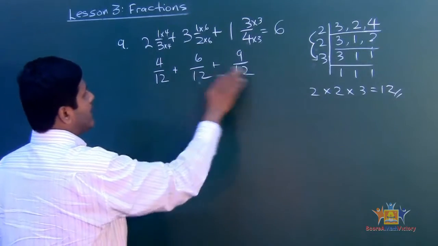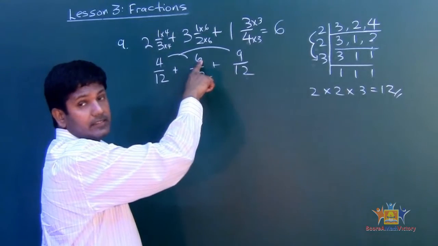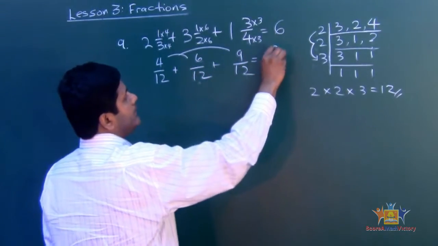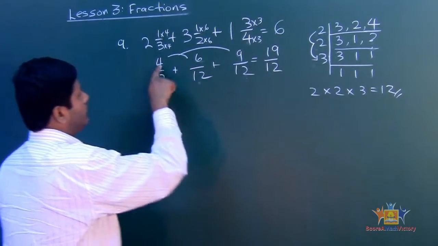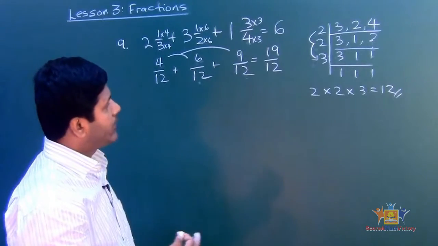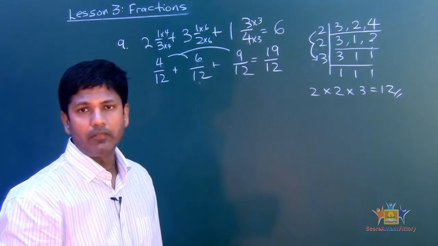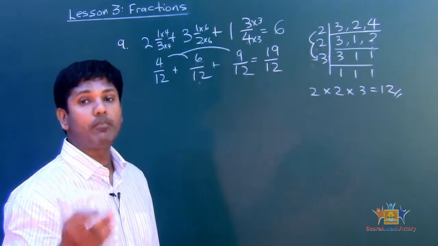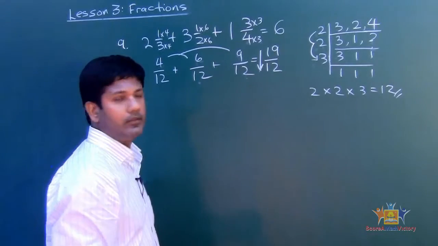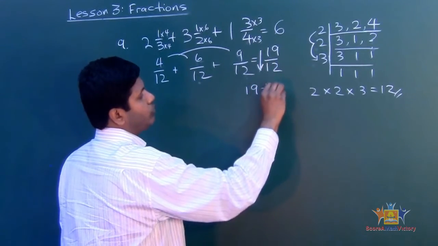Very good. Now I can combine them. I'm going to use the pairing method. 4 plus 6 is 10. 10 plus 9 is 19. 19 over 12. Now look at that. Before I put it over there, 19 over 12 tells you it is an improper fraction. The moment I say improper fraction, use the arrow down method. So that means 19 divided by 12.